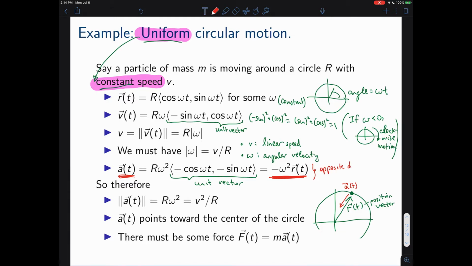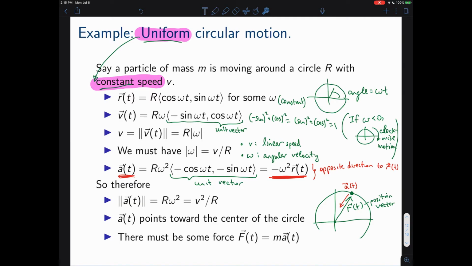It's pointing in the opposite direction to r of t. And it doesn't matter if omega is positive or negative. Either way, omega squared is positive, and then minus omega squared is negative. So this is a negative multiple of r of t, and that means that the acceleration points in the opposite direction. So r of t is pointing from the center out, and the acceleration is pointing in the opposite direction, in towards the center.